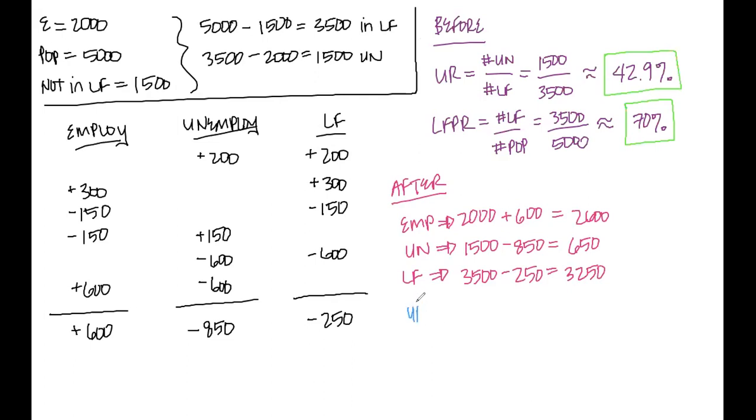So the unemployment rate, we already have our equation up there. That's going to be 650 over 3,250, which equals 20%. And then the labor force participation rate is going to be 3,250 over 5,000, which comes out to be 65%.